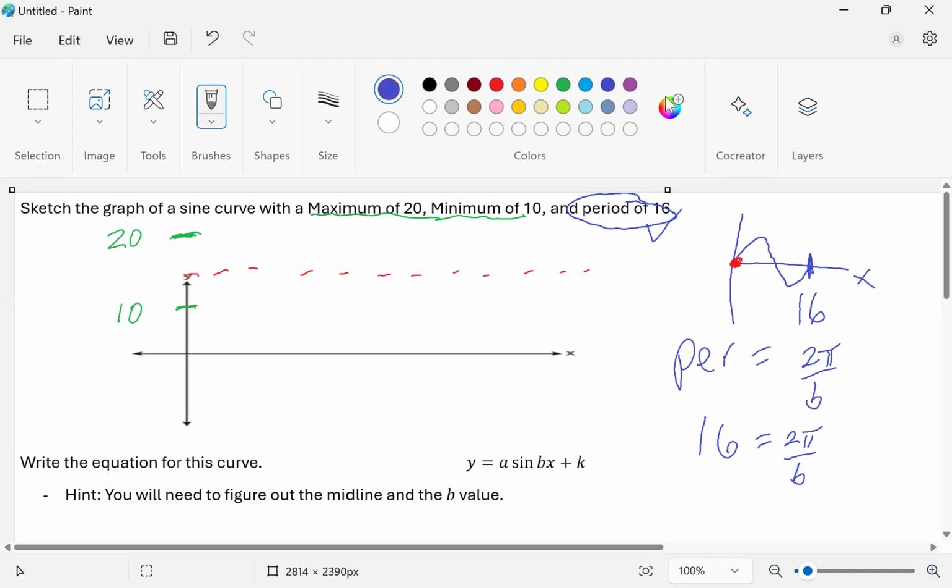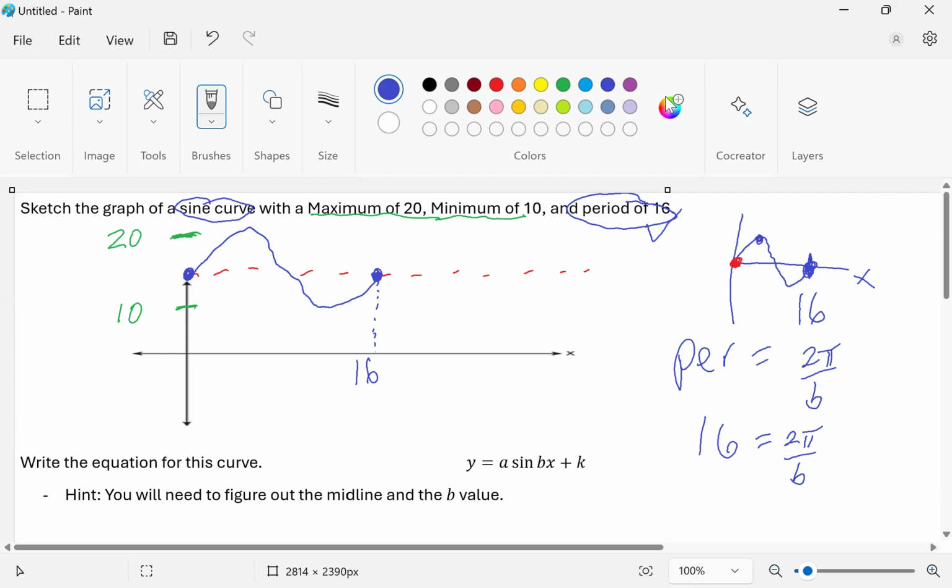All right. Let's do that sine curve, starting at the midline and then up to the maximum, back down to the midline, down to the minimum, and then back to the midline. So that is right there. That's one full cycle, finishing at x equal 16.